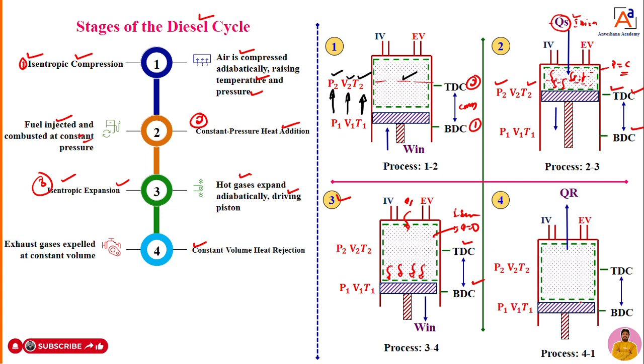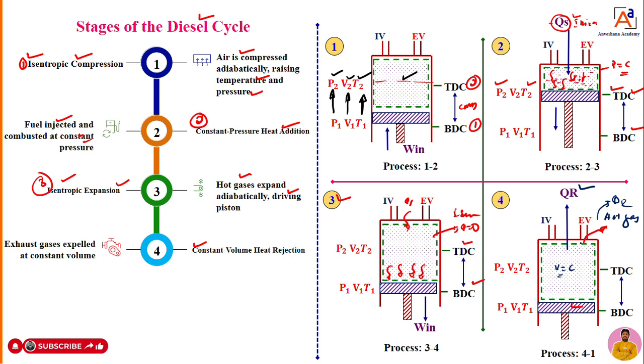Then what will we do? The piston will be at TDC only. We are going to open the exhaust valve. When we open the exhaust valve, whatever hot gases are there inside the cylinder will come out. When the hot gases come out, it means heat is getting rejected through hot gases. That heat rejection is represented as QR. At constant volume, heat is getting rejected from the cylinder to the surroundings.